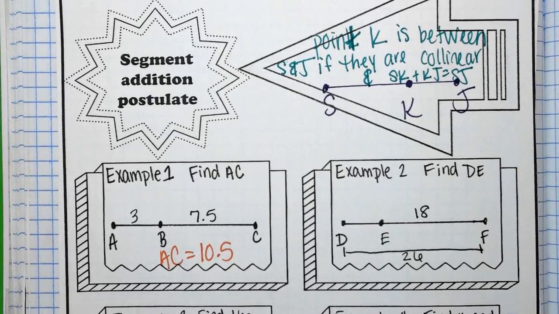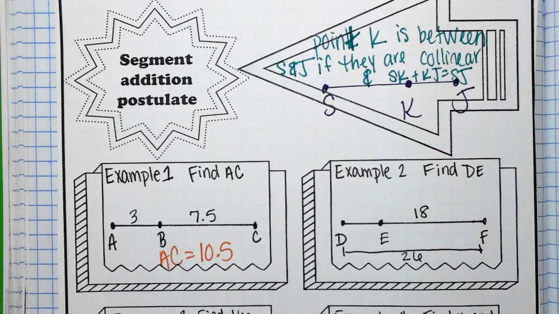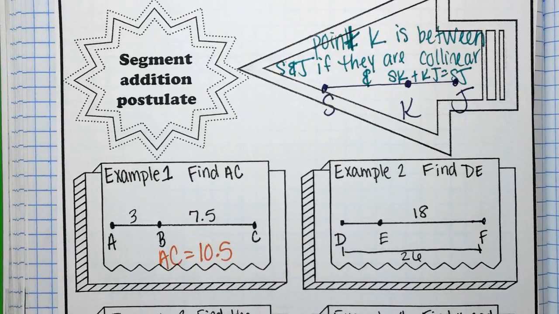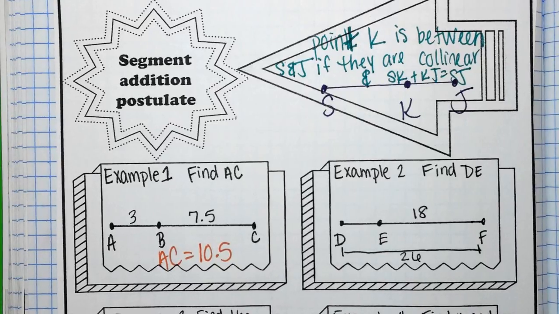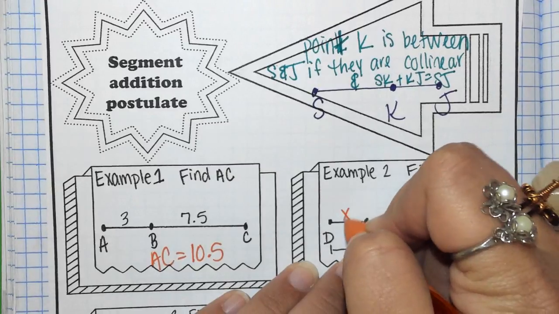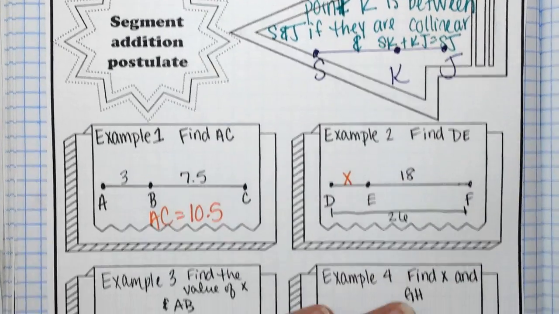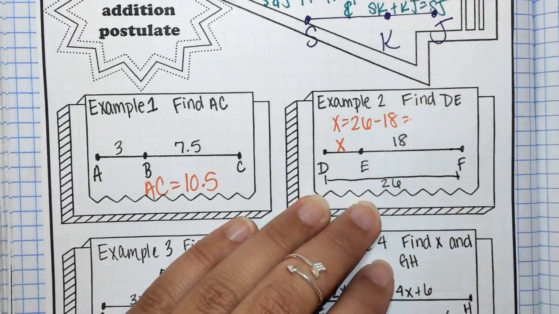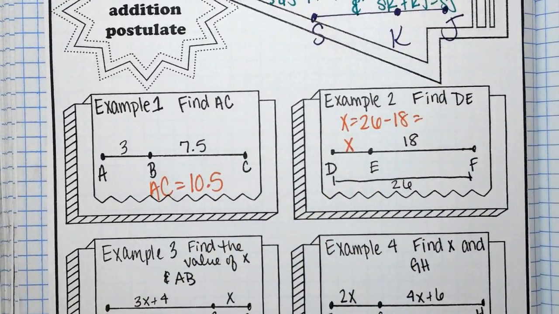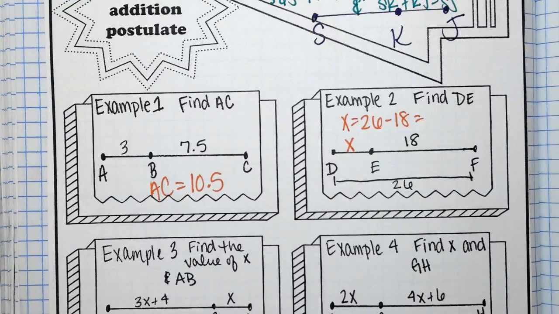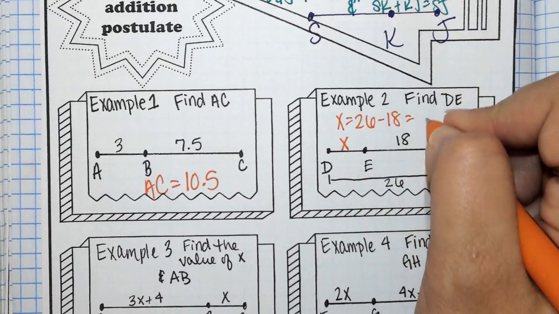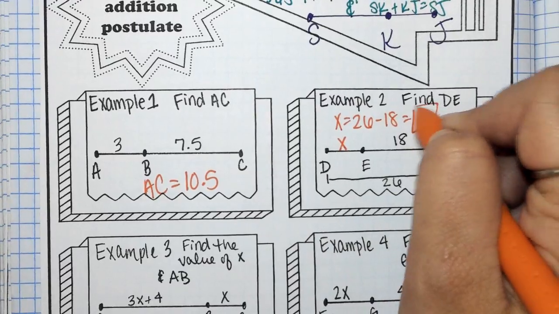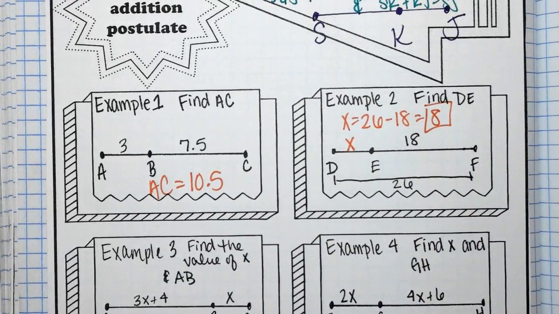Now let's look at example 2. What if I asked you to find DE? Look at you go. Could we call this X? We could. And we could say that X equals 26 minus 18. And what's 26 minus 18? 8. That's all you do.